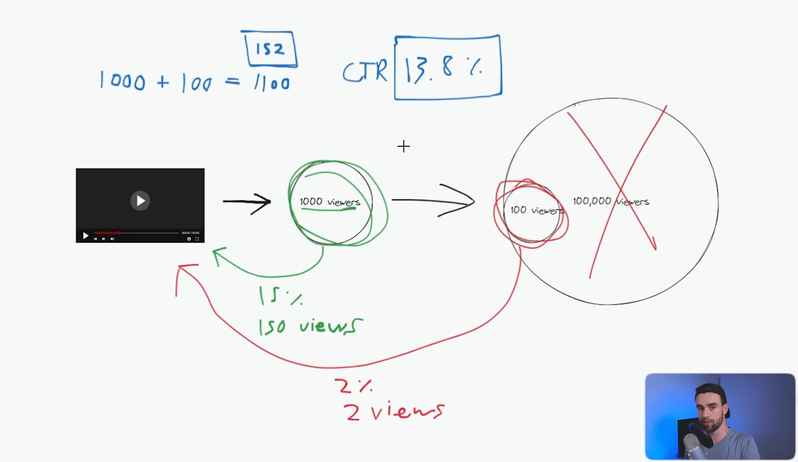Now, the same process I'm showing you now happens with your video quality, your average view duration, but for simplicity's sake, let's just focus on click-through rate for now. So you're probably wondering, Marcus, why do I need to know this? What does this have to do with getting more views? Well, I'll show you. Let's go down and create another scenario here.